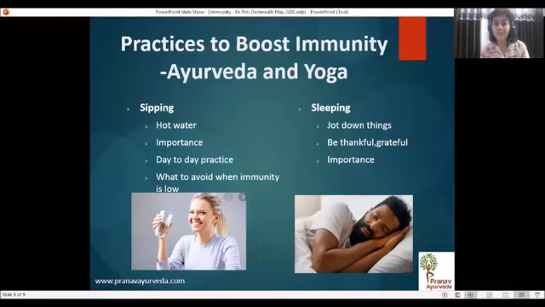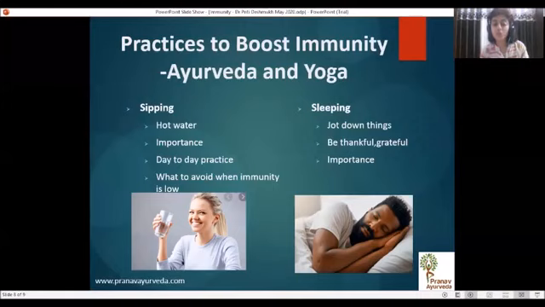Practices to boost immunity in Ayurveda. These are sipping and sleeping. Sipping. Sip hot water throughout the day. This soothes, hydrates and decongests and helps cleanse the body. Carry a thermos of hot water with you and regularly take sips.